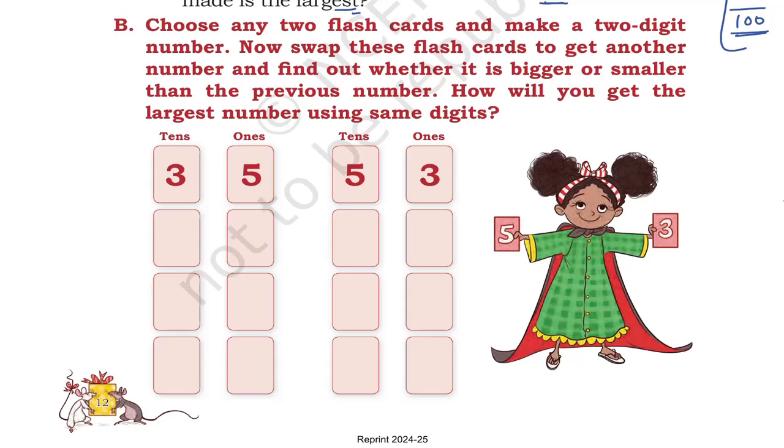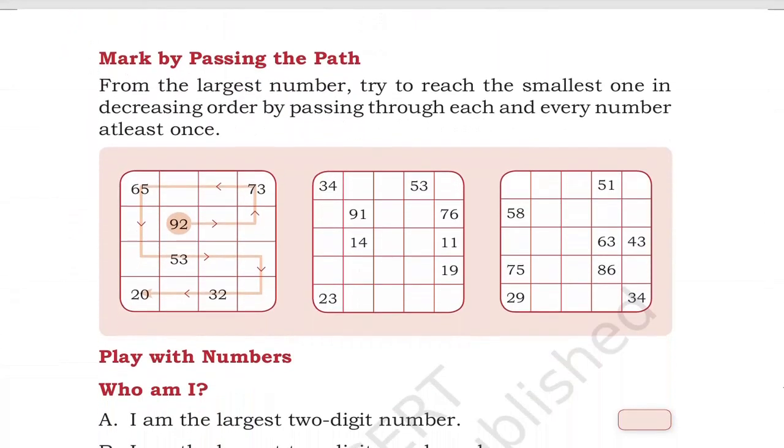Choose any two flashcards and make a two-digit number. Now swap these flashcards to get another number. Find out whether it is bigger or smaller than the previous number. How will you get the largest number using the same digits? It's simple. I think it's more like a play activity. You can do it with your siblings. You can do it with your friends, and do let me know in case you really liked playing it. Okay. With that, I'll move forward.